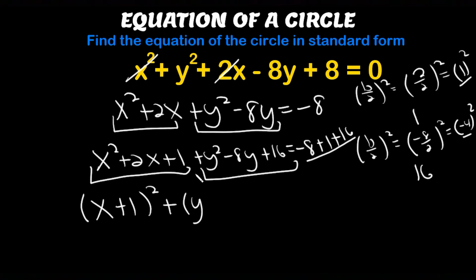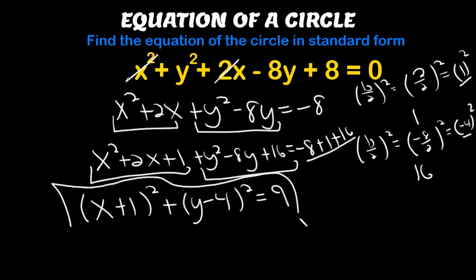So I'm going to write y minus 4, square it, and then equal to, we just have to simplify this down, then we're good. So a negative 8 plus 1, that will give you negative 7, and then negative 7 plus 16, you get positive 9 here. So I'm just going to write positive 9, and there it is. I now have the equation of the circle in standard form right here. Okay? So that one is done.